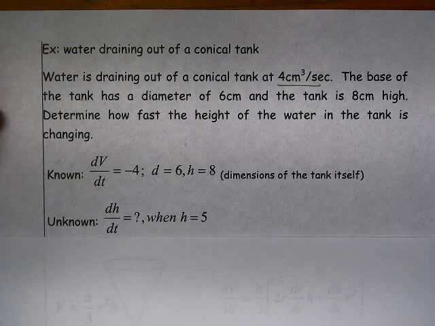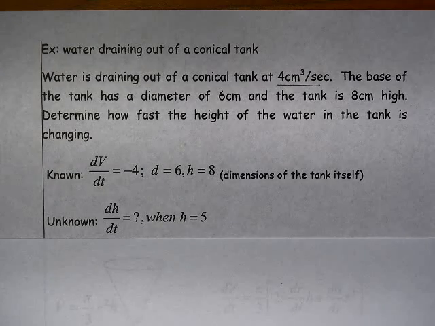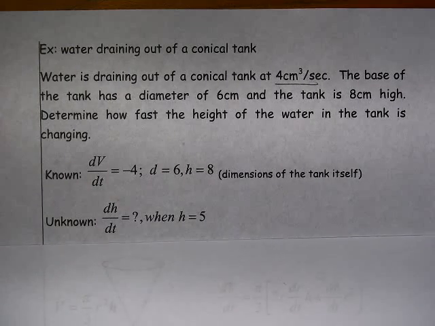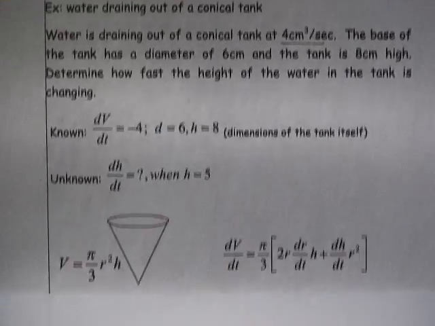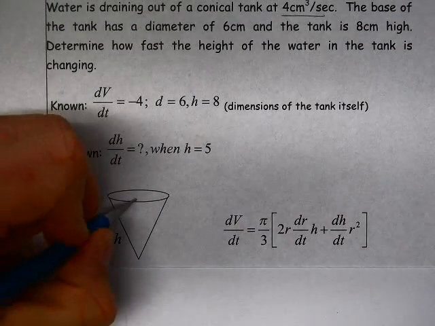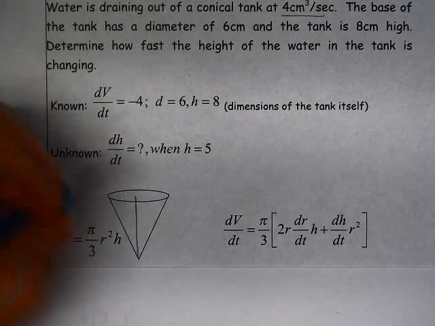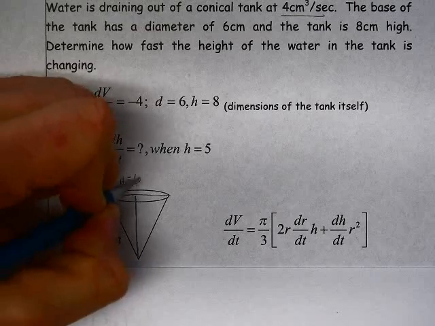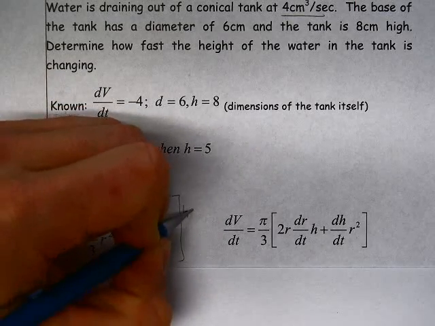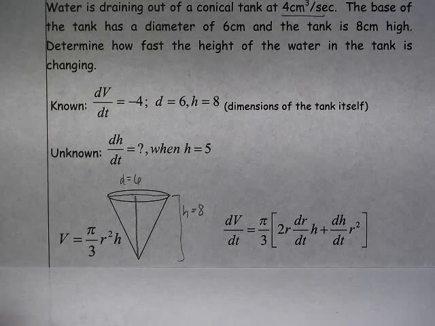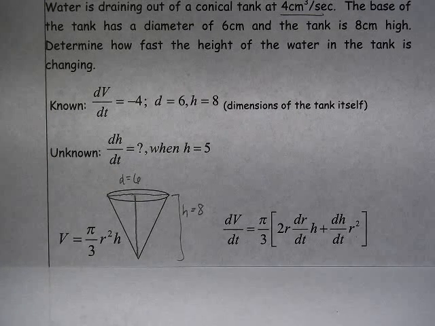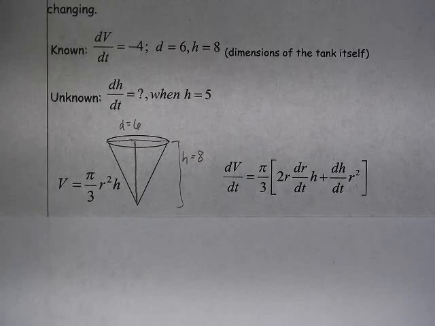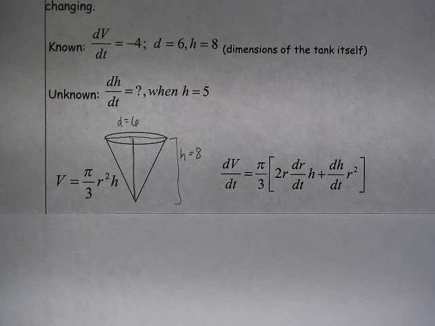All right. The unknown, they're asking us to find dH/dt, how fast the height of the water is changing, when the height of the water is 5. Okay, so just like always, we want to draw a picture. All right, I'm going to label these d equals 6. Now, keep in mind I'm talking about the diameter of the tank itself, of the conical tank, not necessarily of the water in the tank.